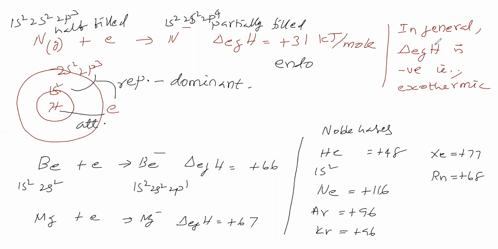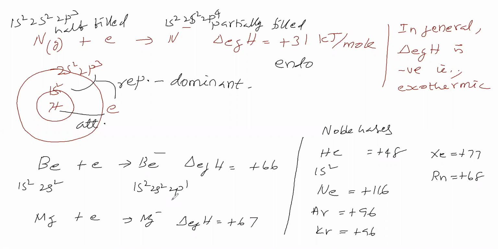Down the group we said there are exceptional cases. In the halogen family, F and Cl come as exceptions. In the oxygen family, oxygen and sulfur come as exceptions down the group. Another point: generally electron gain enthalpy is negative, but these elements show positive. Nitrogen shows positive, beryllium and magnesium show positive, and noble gases show positive. This is the set.